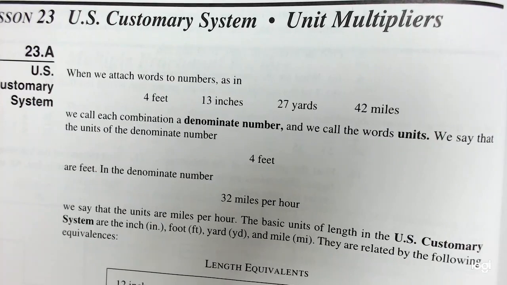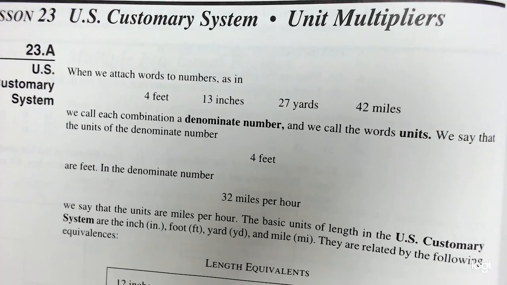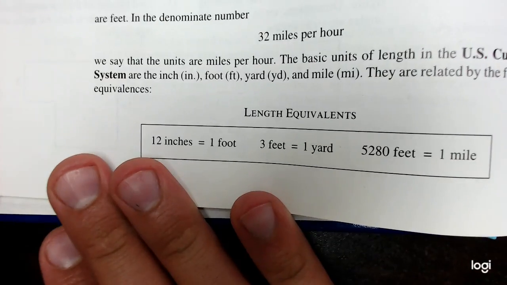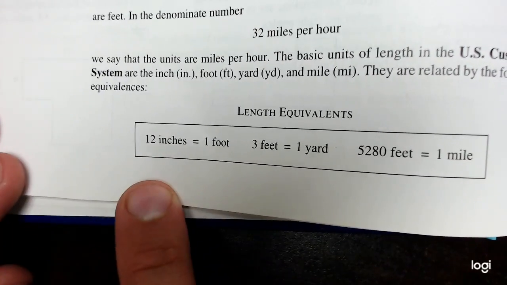Pre-algebra lesson 23, the U.S. customary system and unit multipliers. Now, the U.S. customary system is equivalents of length and weight. We have them listed here in our lesson.